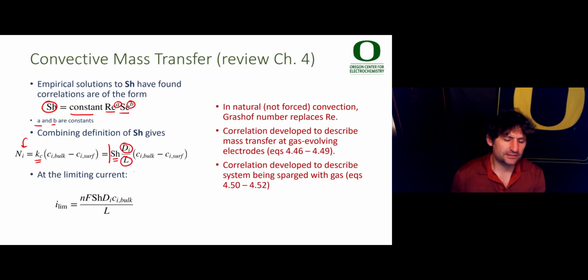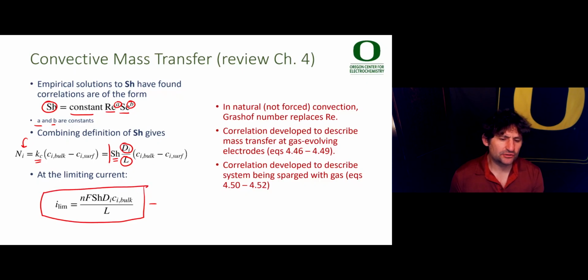And you can use this to define a limiting current density here, I limiting. And this value of I limiting can be useful if you can look up a Sherwood number or calculate it for a given system to get a sense of how fast this electrochemical reaction can go. How fast, for example, can oxygen get delivered to this surface?